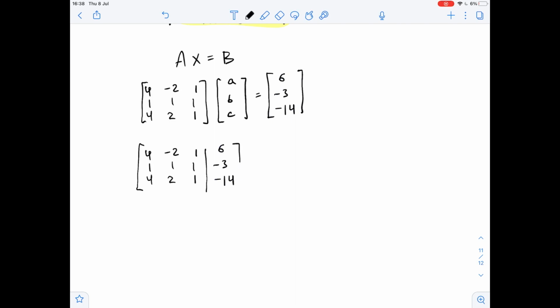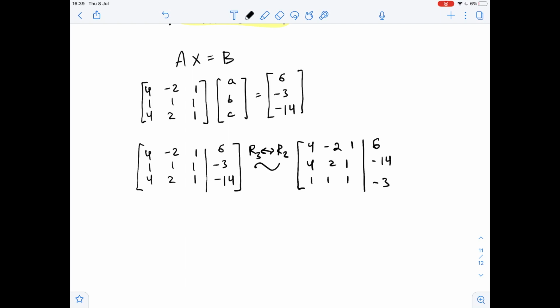And now we will perform some row operations in order to reduce our matrix. So our first step is to interchange our third row and second row. So we interchange row 3 and row 2. Row 1 stays the same: 4, -2, 1, 6. Here we have 4, 2, 1, -14, and here we have 1, 1, 1, -3.